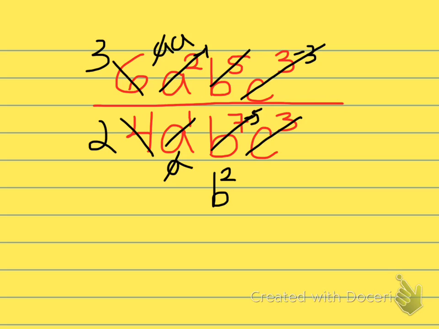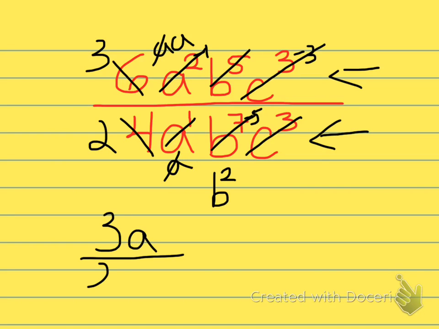Absolutely. So the final answer, let's check out the numerator. There's a 3. There's an A. There is no B in the numerator. There is no C in the numerator. Let's go down to the denominator. There is a 2. There is no A. There is a B squared. There is no C. Final answer, 3A over 2B squared.